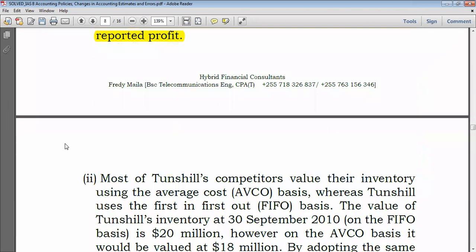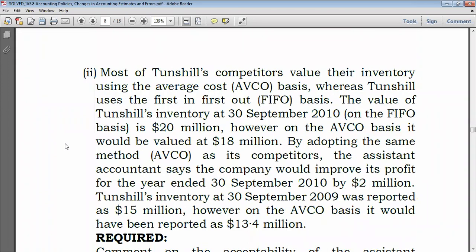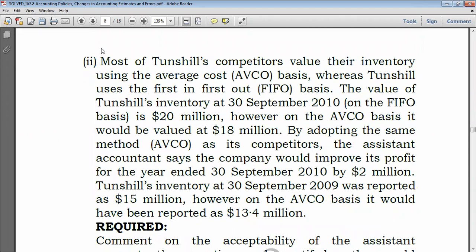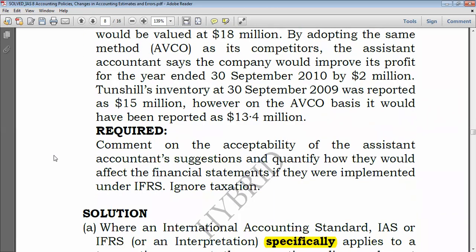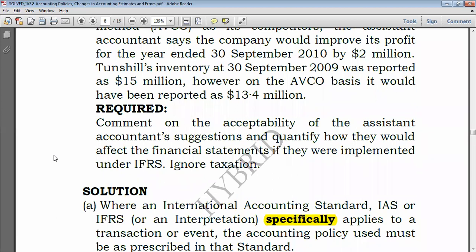That's why we are told to explain if there was an error. Actually, the assistant accountant has had these ideas, but we are just going to explain. This is not true about accounting policies, but we will not read it now. Let's just take a look at what we are required to do and go to the solution of that first question. So required here, required.